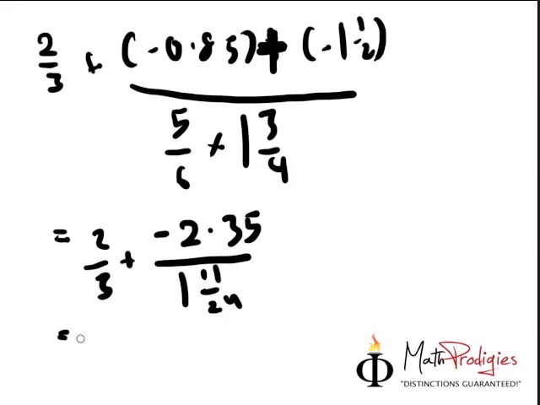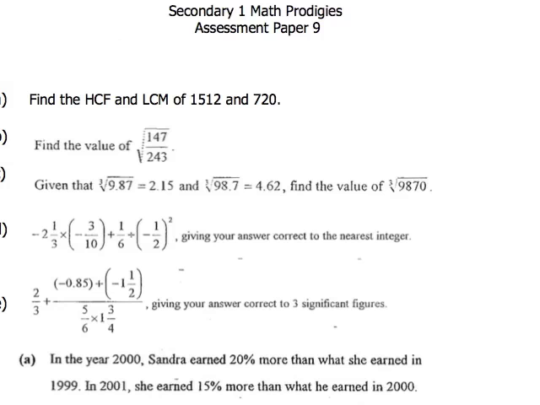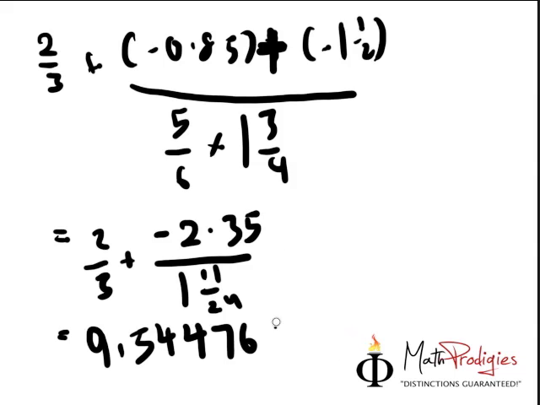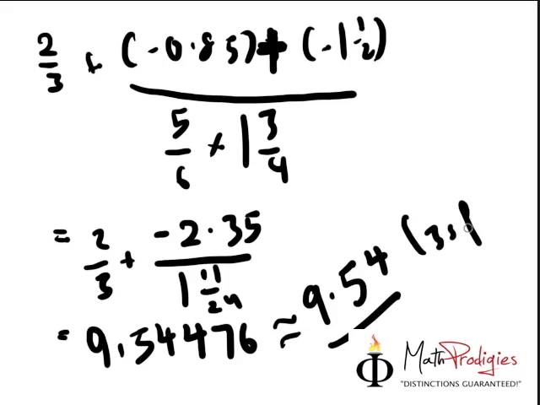And then you just sub it in. So you get minus 2.35 divided by this 1 11/24, then plus 2 over 3, and you will get the answer of, oh, I can't see this, 9.54, I think. 9.54476. What do you want us to do? Correct to 3 significant figures, and therefore the answer is 9.54. Bam, 3SF.